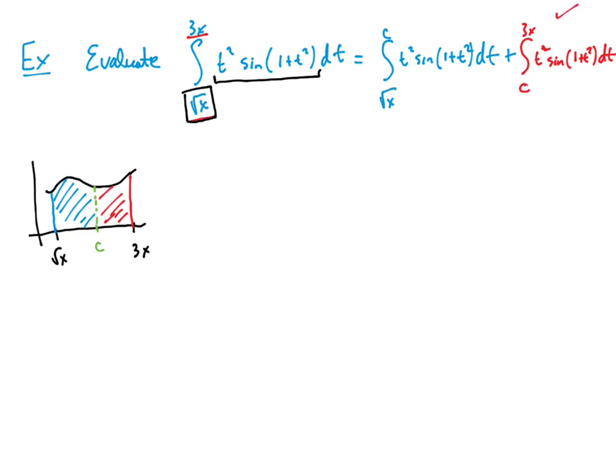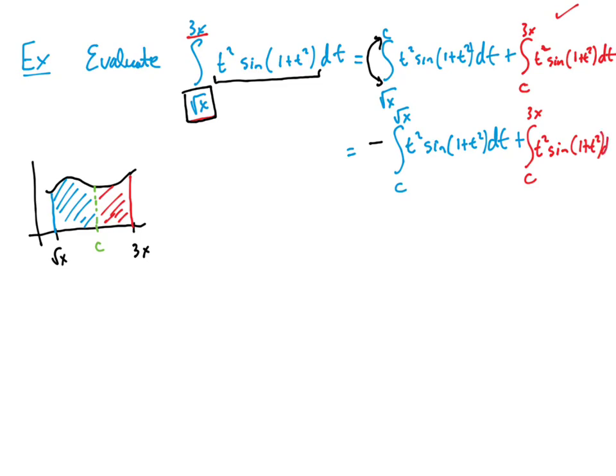We have a constant as the lower bound and a function of x as the upper bound. The integral on the left, though, we're going to need to swap the upper and lower bound here. So I'm going to rewrite that as negative integral from c to square root of x of t squared sine of 1 plus t squared dt, plus that integral on the right. So this is c to 3x of t squared sine of 1 plus t squared dt. All right, and then why don't you go ahead and see if you can evaluate each of these. Pause the video and see if you can do that before I show it.